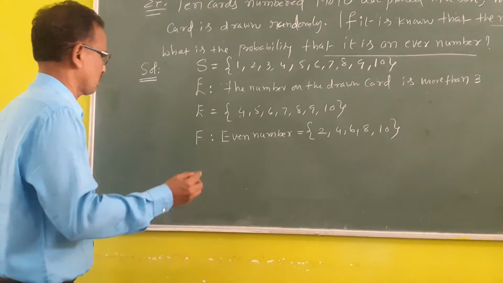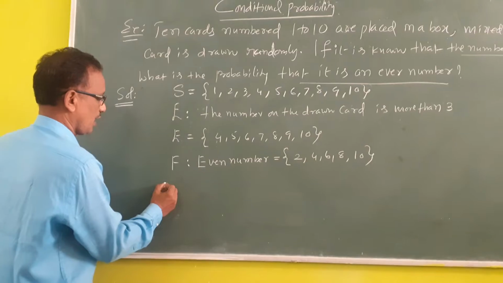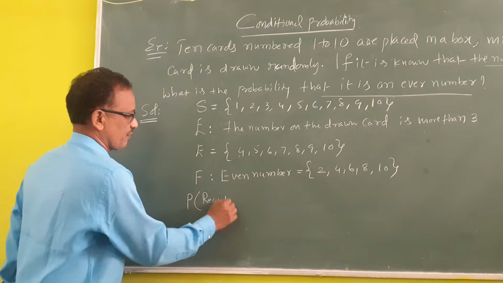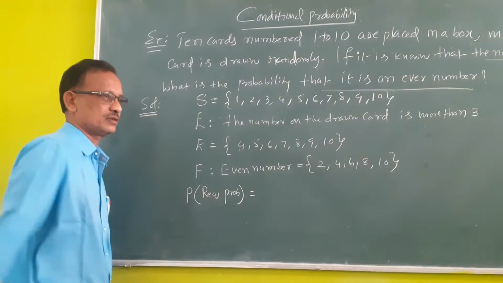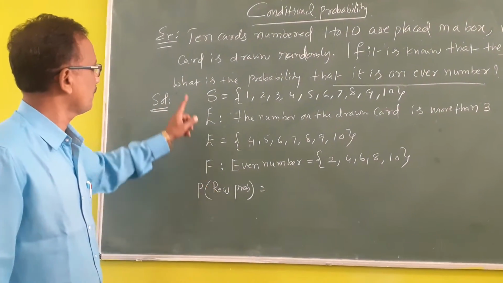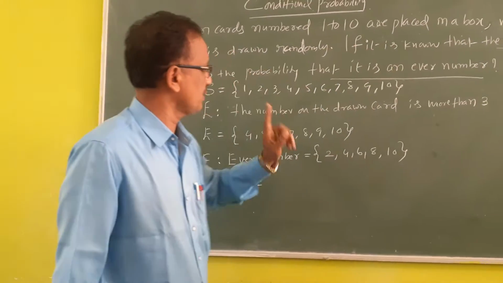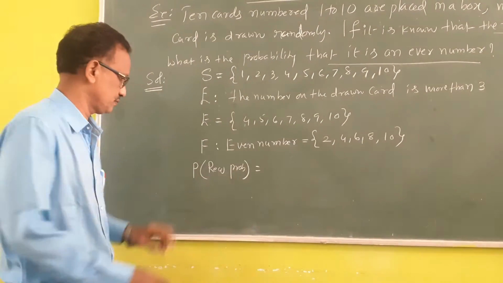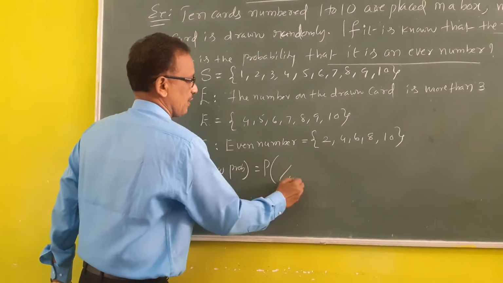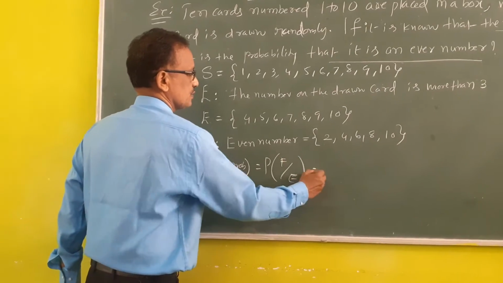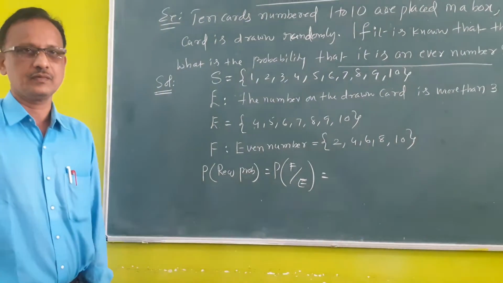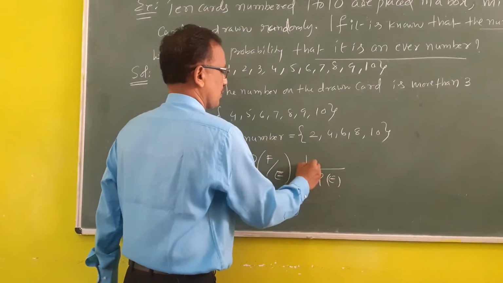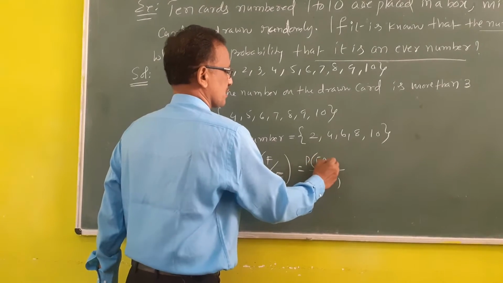Then, see, what is the required probability? Required probability is: after the happening of event E, what is the probability of F? After the happening of E, what is the probability of F? This we have to find. Right. What is the probability rule? Probability of E intersection F or F intersection E.